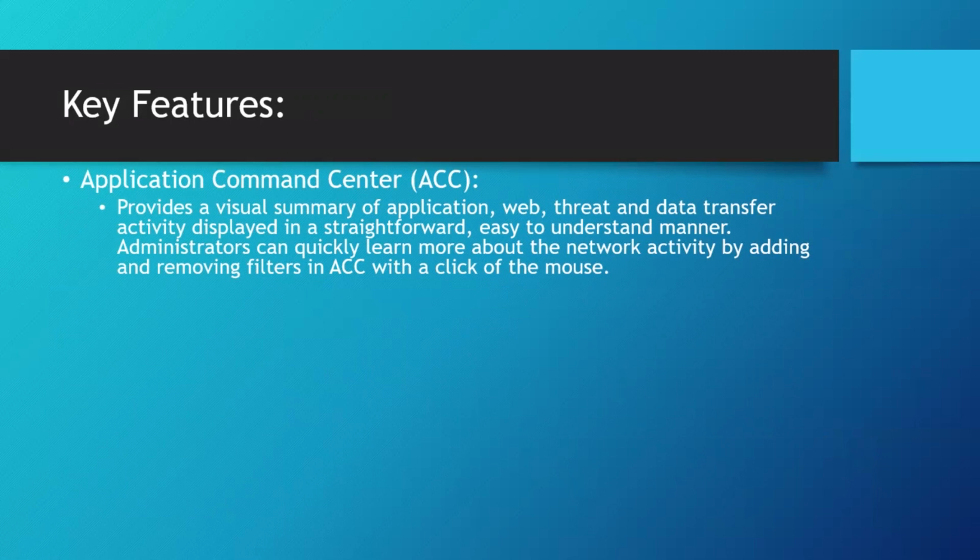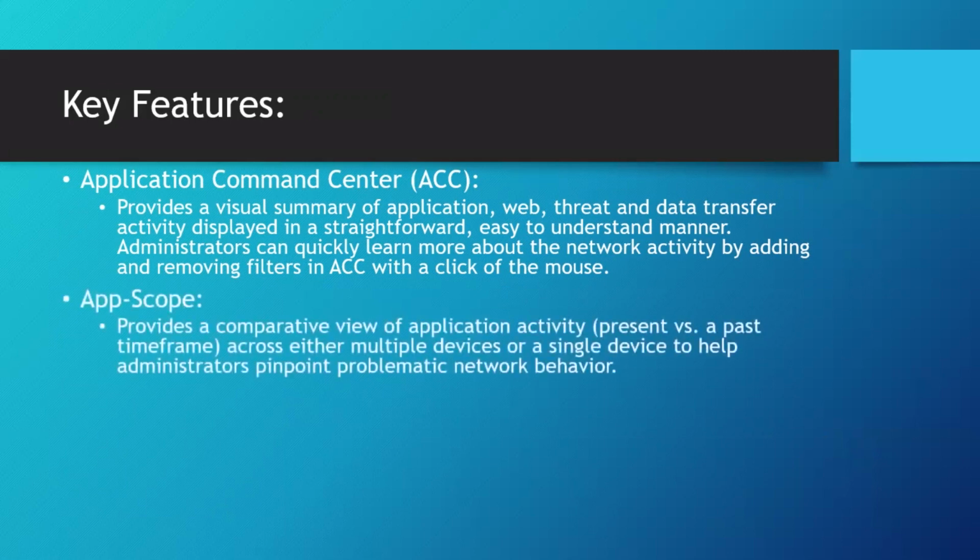And the second is AppScope, which provides a comparative view of application activities present versus a past time frame across either multiple devices or a single device to help administrators pinpoint problematic network behavior. So this is very flexible. You can have granular filtering based on a number of firewalls, a single firewall, or all of them, and you can get the data from AppScope.